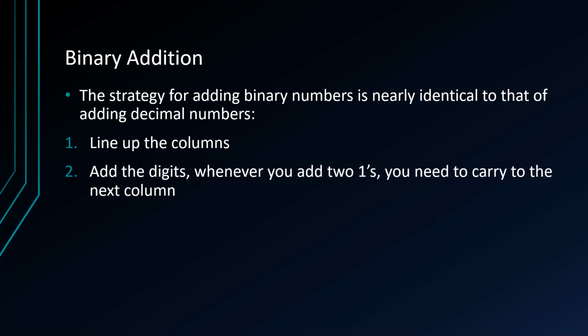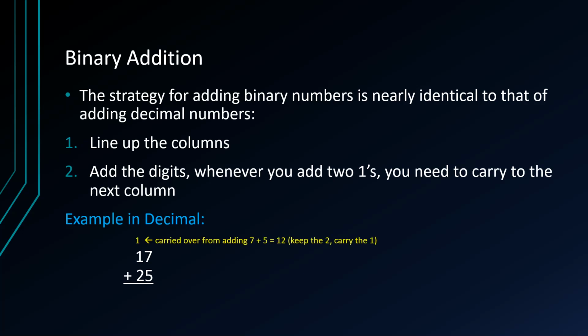So, in binary, it's pretty much the same idea. You're going to add the digits. Whenever you add 2 ones, you're going to need to carry to the next column. So let's take a look at this. This is just a regular decimal number. We see 17 plus 25. We lined up the columns. Now we're going to add up the individual columns. 7 plus 5 is, of course, 12. Well, if it's 12, we can't fit 12 in the column. So we keep the right digit and we carry the left digit. So we keep the 2 and we carry the 1. Now that final column is 1 plus 1 plus 2, which is, of course, 4. So we end up with 42. Binary is going to work the exact same way.